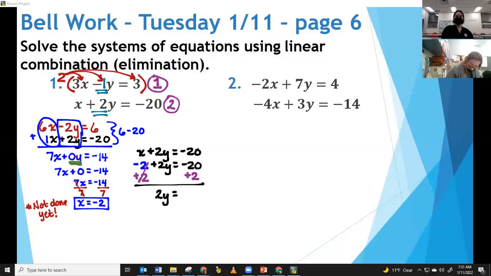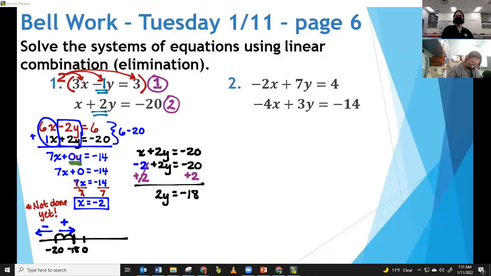Here's why it's negative 18 and not negative 22. If I'm on my number line and I'm over here at negative 20, adding is going this way and subtracting is going this way. So if I'm going to add 2, that would be 2 hops this direction. That's going to get me closer to 0. That's why we're at negative 18.